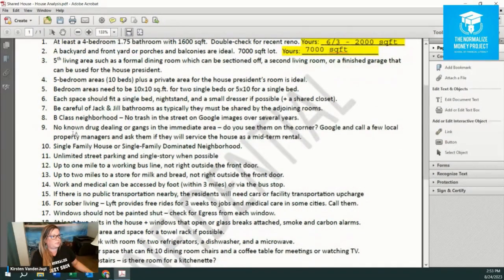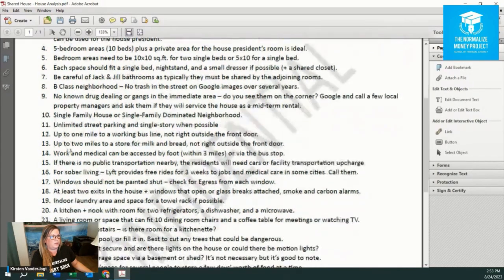Okay. So we are talking about number 10. Is it a single family, or if it's a duplex, or maybe even a fourplex? Is it in a single family dominated neighborhood?